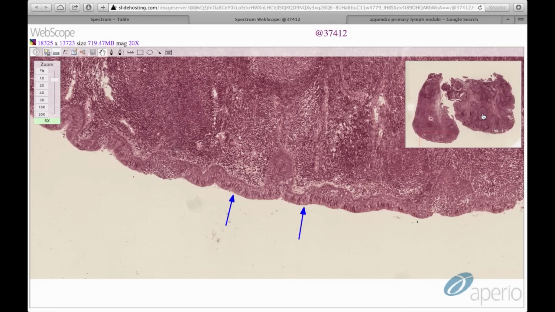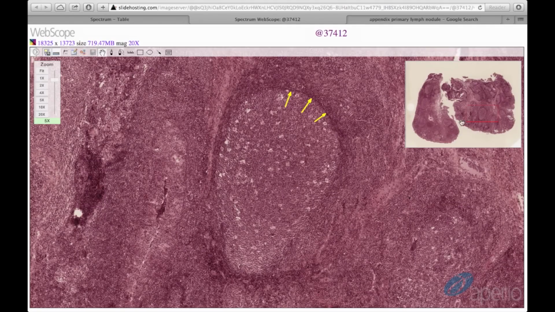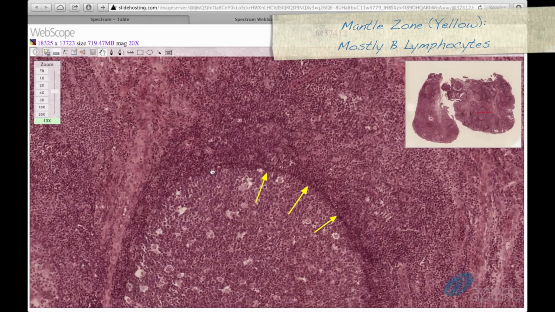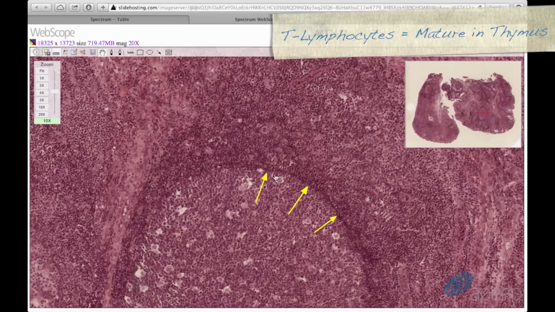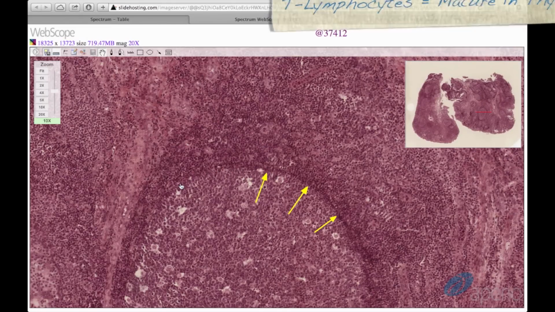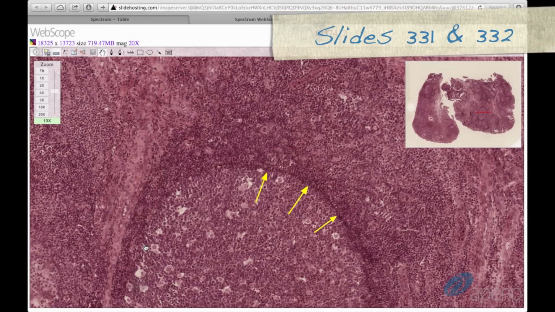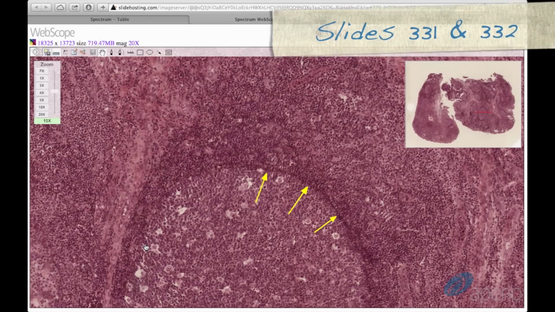Again, we can identify primary nodules and secondary lymphoid nodules here with their germinal center. We can see now the mantle zone at the tip of the yellow arrow, which looks like a cap of more densely packed lymphoid tissue around the germinal center. The mantle zone contains both T and B cells, but is richer in B lymphocytes. T cells undergo maturation in the thymus, which we will take a look at in just a hot minute. I now challenge you to look at slides 331 and 332 to practice your identification skills.